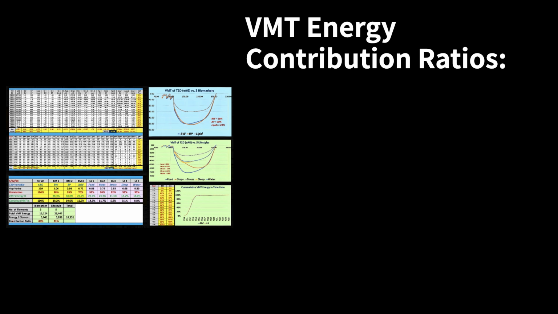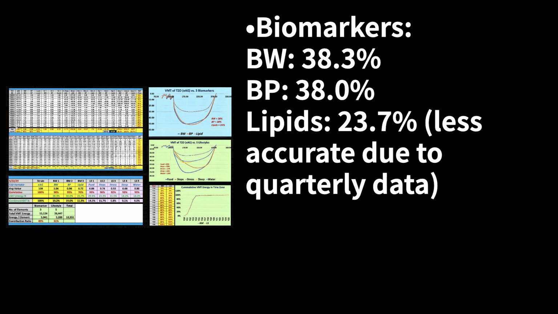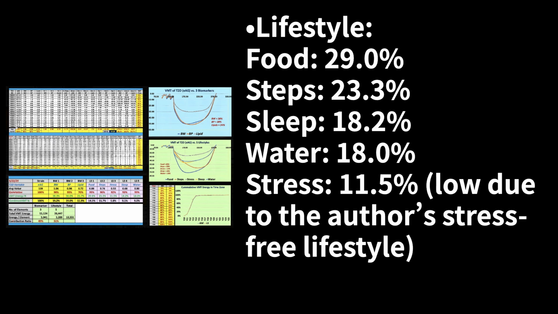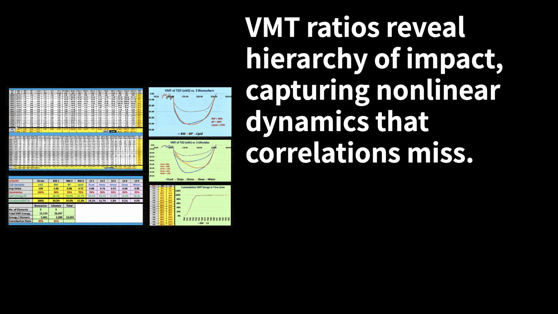VMT energy contribution ratios. Biomarkers: BW, 38.3%; BP, 38.0%; lipids, 23.7%, less accurate due to quarterly data. Lifestyle: food, 29.0%; steps, 23.3%; sleep, 18.2%; water, 18.0%; stress, 11.5%, low due to the author's stress-free lifestyle. VMT ratios reveal a hierarchy of impact, capturing nonlinear dynamics that correlations miss.